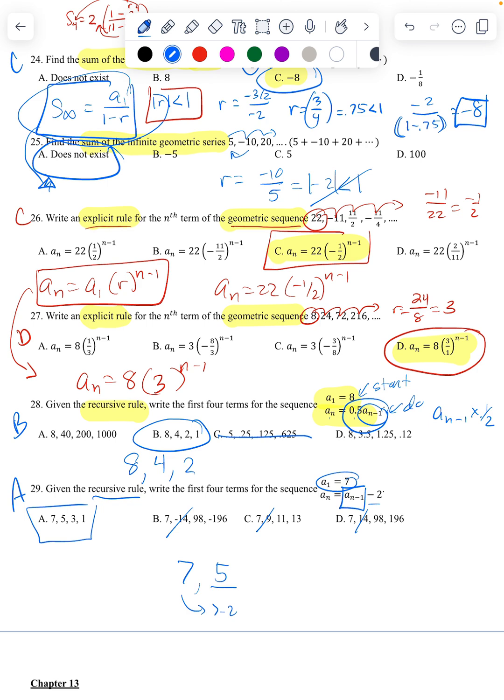That is the end of chapter 12. It's 100% about using those formulas. So read the words and then use the formula that it just describes.